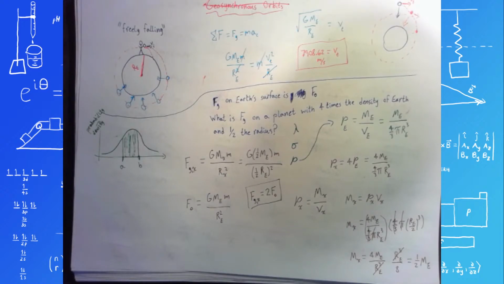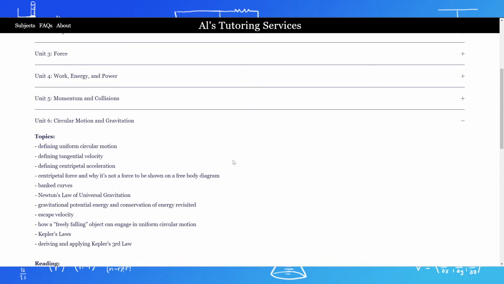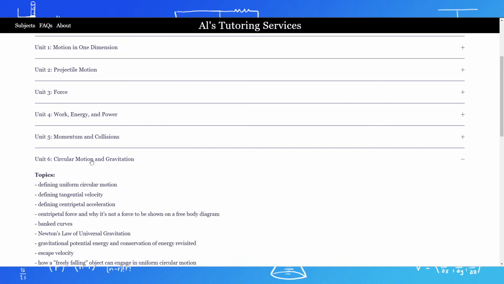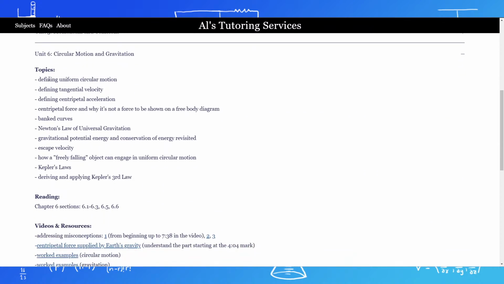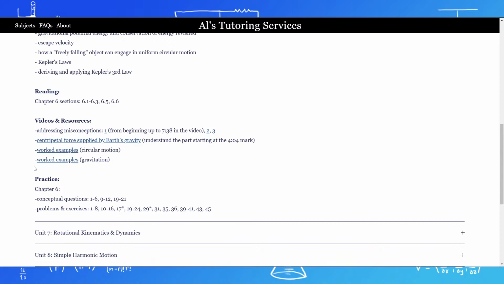Where is it? Here we go. So if you, of course, go to the course plan under Unit 6, the course plan is linked in the description for those of you who are new here. We can look at some of these conceptual questions and some of these problems and exercises.